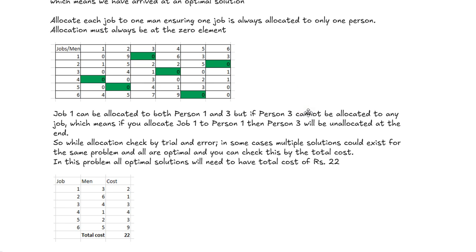Now, there could be multiple solutions in some cases. In the same problem, if you look at job number 4 and 5, I can also allocate job 4 to person 2 and job 5 to person 1. That is also the right answer. This is a solution where there are multiple optimal solutions.